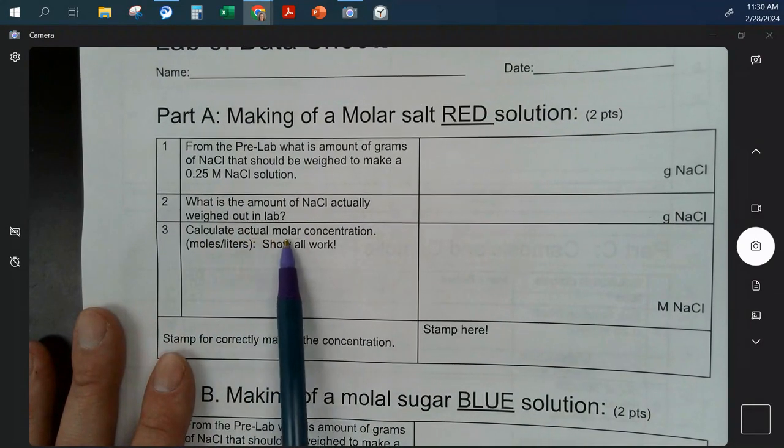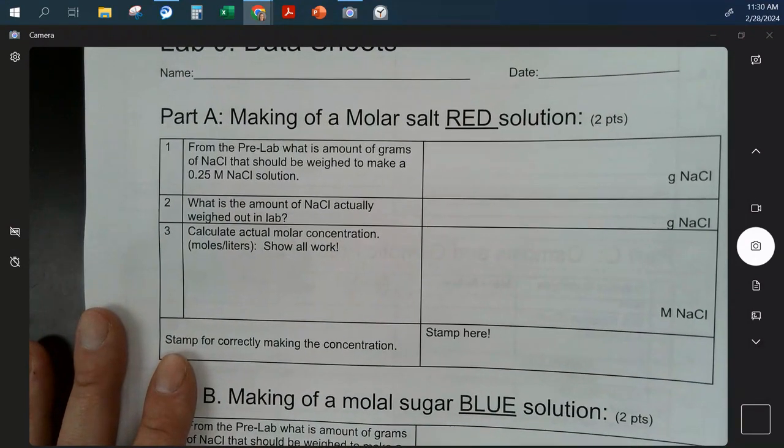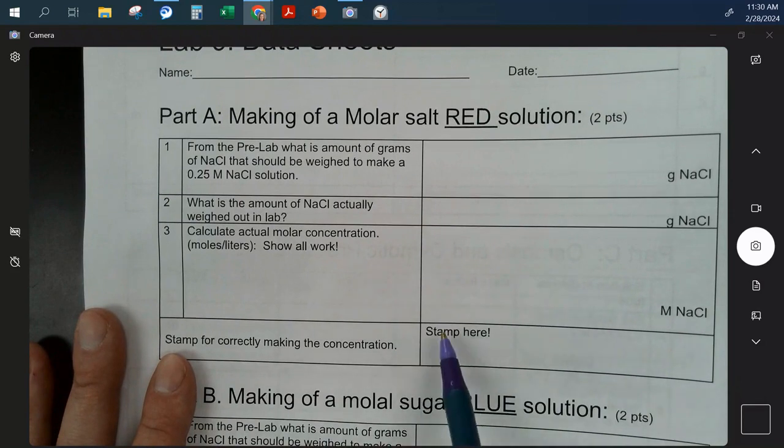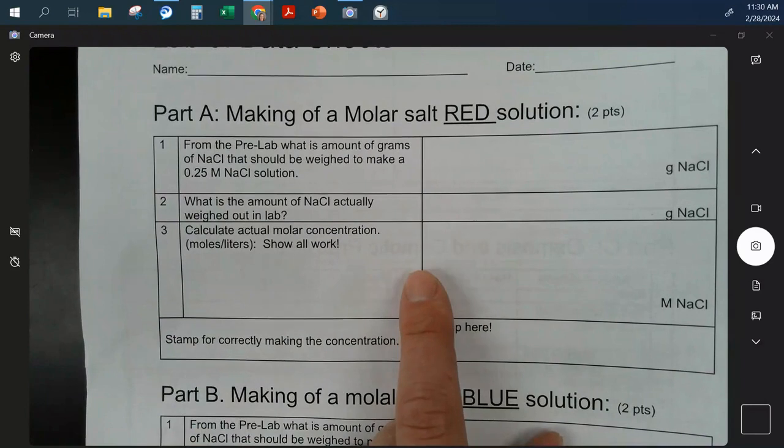And then it says calculate the actual molar concentration. So you're going to do the backwards of what we just did. You're going to take the grams, convert to moles, take moles divided by 0.1. So you have to do this box, even if you just weighed out 1.5 grams, okay?